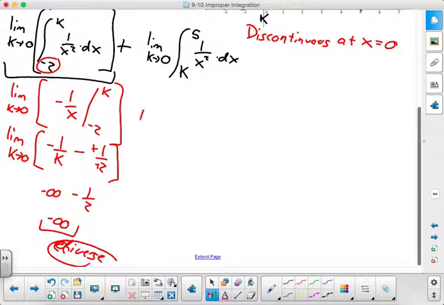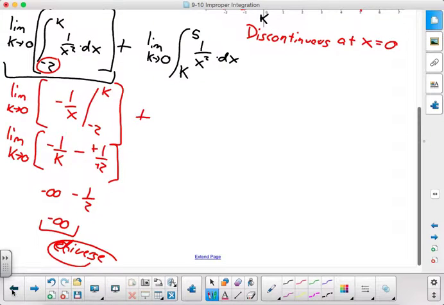It doesn't matter what this other side is. You can do the other side if you want to, but it's not going to matter. And so we say again, it diverges. So that's the other case here.